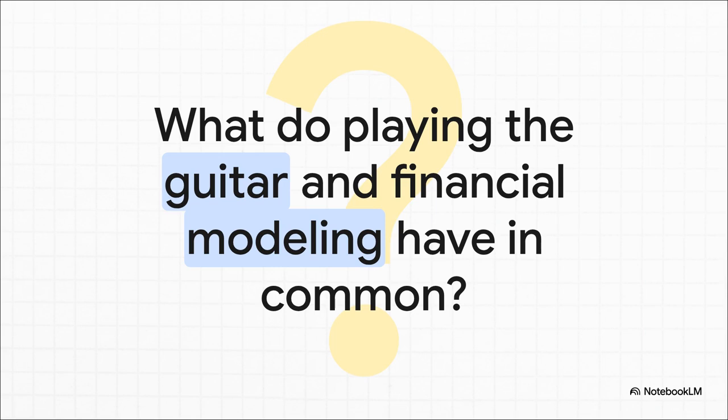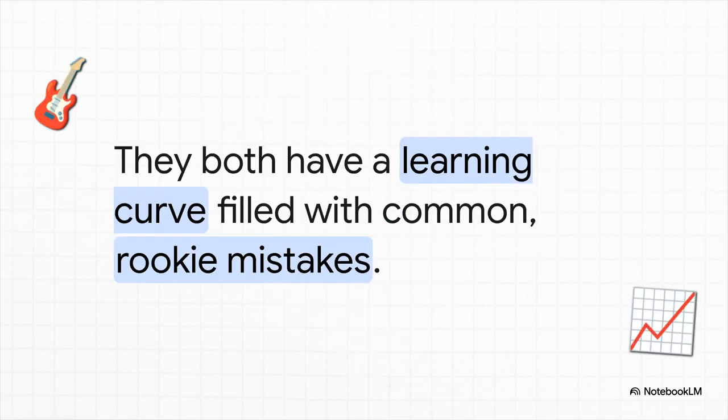So let me ask you something kind of weird. What in the world do playing the guitar and financial modeling have in common? I know, it sounds like the start of a bad joke, but there's a real answer. Well, they both have this learning curve that's just full of rookie mistakes, and honestly, that's a good thing, because once you learn to spot these classic blunders, you're on the fast track from beginner to pro.